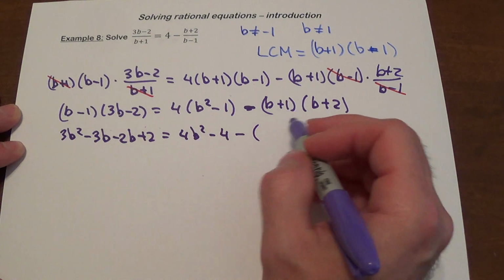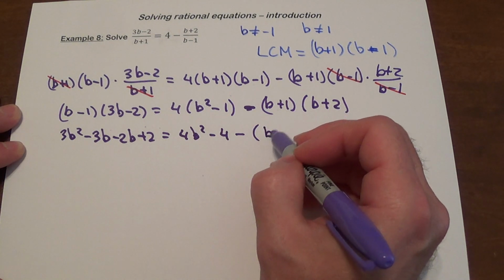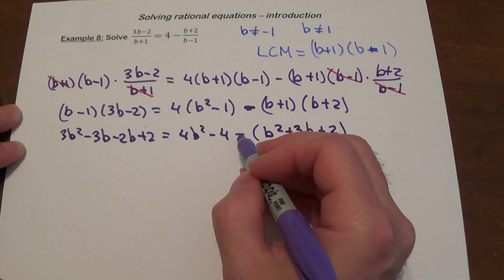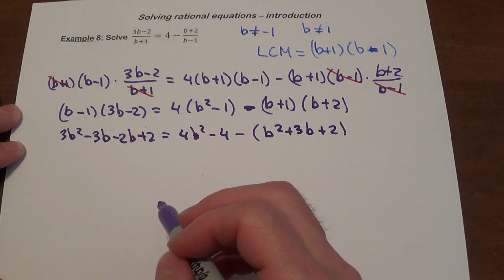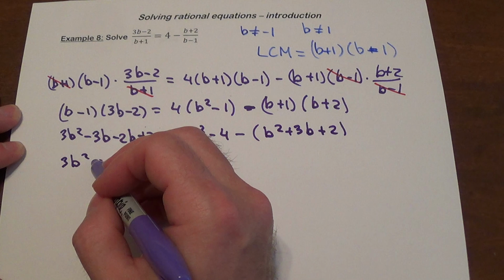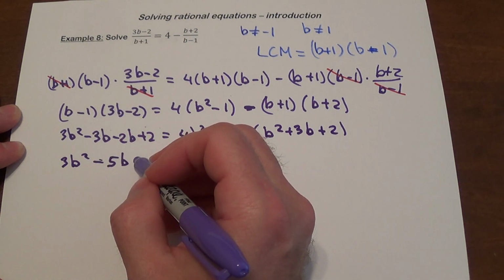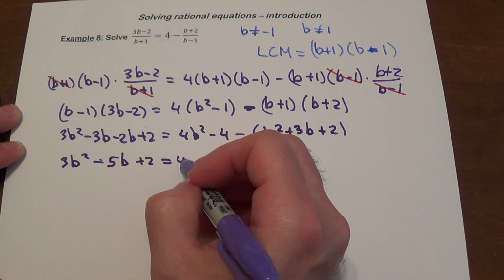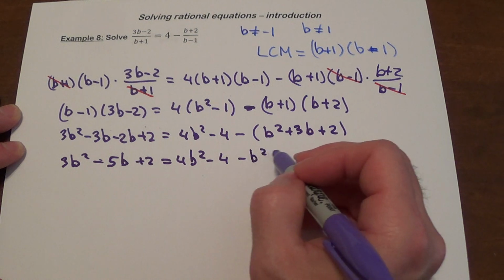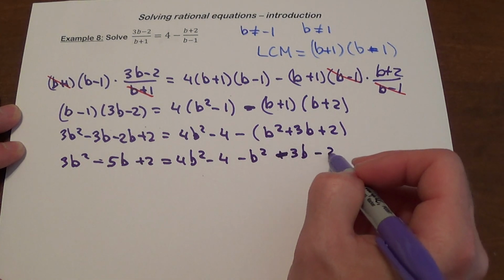Please be very careful when you do it. This trinomial, just this part here, is going to be b squared plus 3b plus 2. But remember, we're going to need to distribute this negative sign. We can simplify it. This is 3b squared minus 5b plus 2 equals 4b squared minus 4 minus b squared minus 3b minus 2.